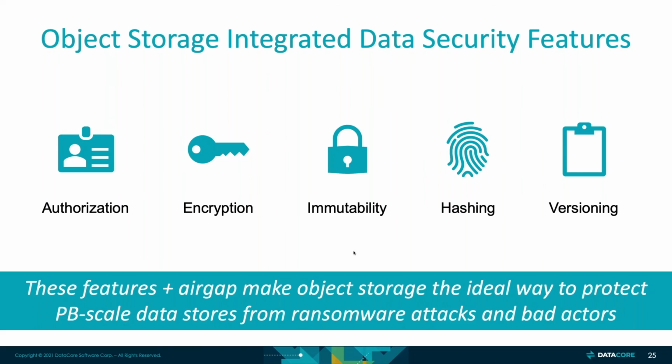So this whole chain of features that we have here, AJ, along with the ability to even have a temporary or permanent air gap upon replication to a given state, gives you a very ideal way to protect your petabyte scale data source from ransomware attacks or other bad actors.